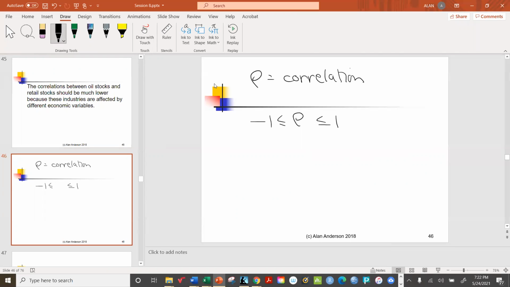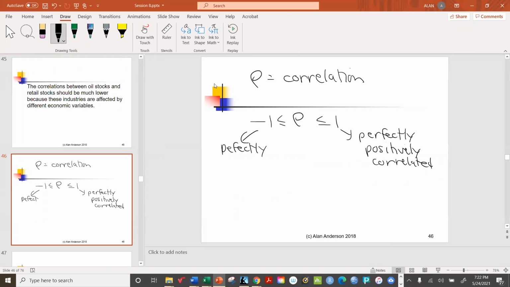You can't get any higher than +1 or below -1. This happens when two stocks are what we call perfectly positively correlated. They always move in the same direction. And down here, it's the other way around. These are perfectly negatively correlated, which means they always go in opposite directions. And most of the time, they're somewhere in between.